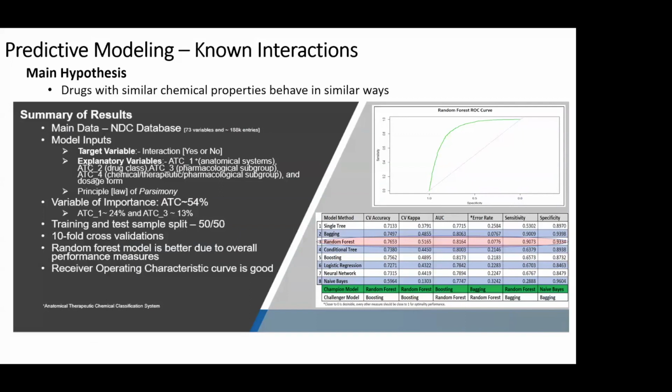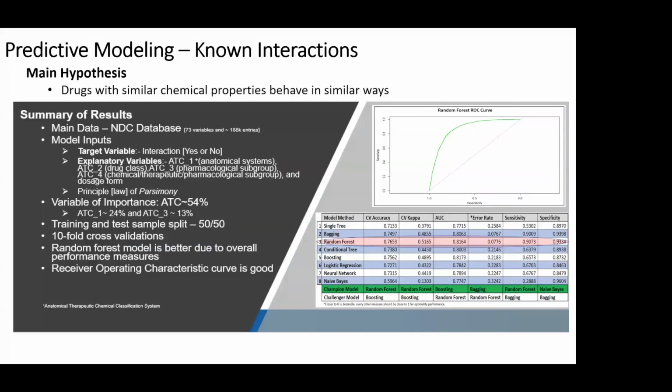We also performed variable importance to see which of those independent variables is carrying the most weight. And we realized that our ATC controls about 54% in terms of weight contribution to the overall model. Within this 54%, ATC level 1, which is the anatomical system the drugs were intended to target, takes the bulk of the percentage in terms of variable importance.